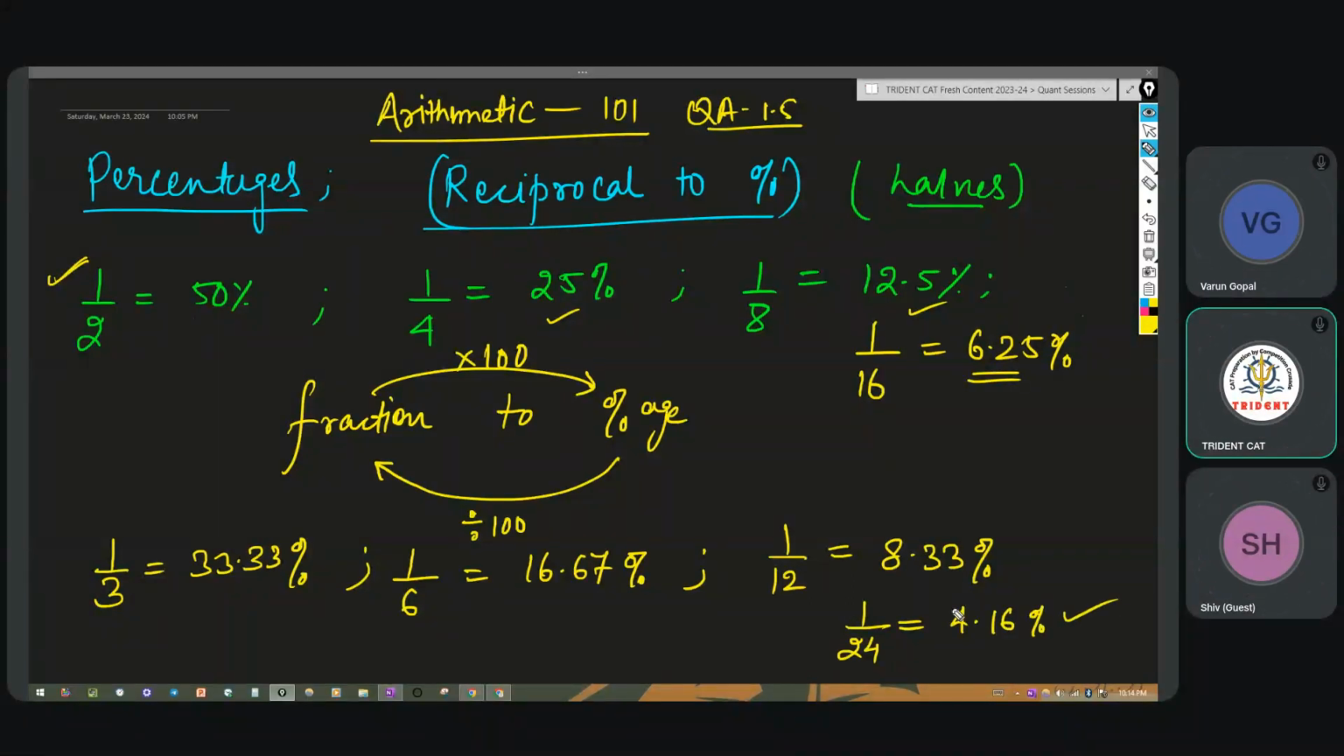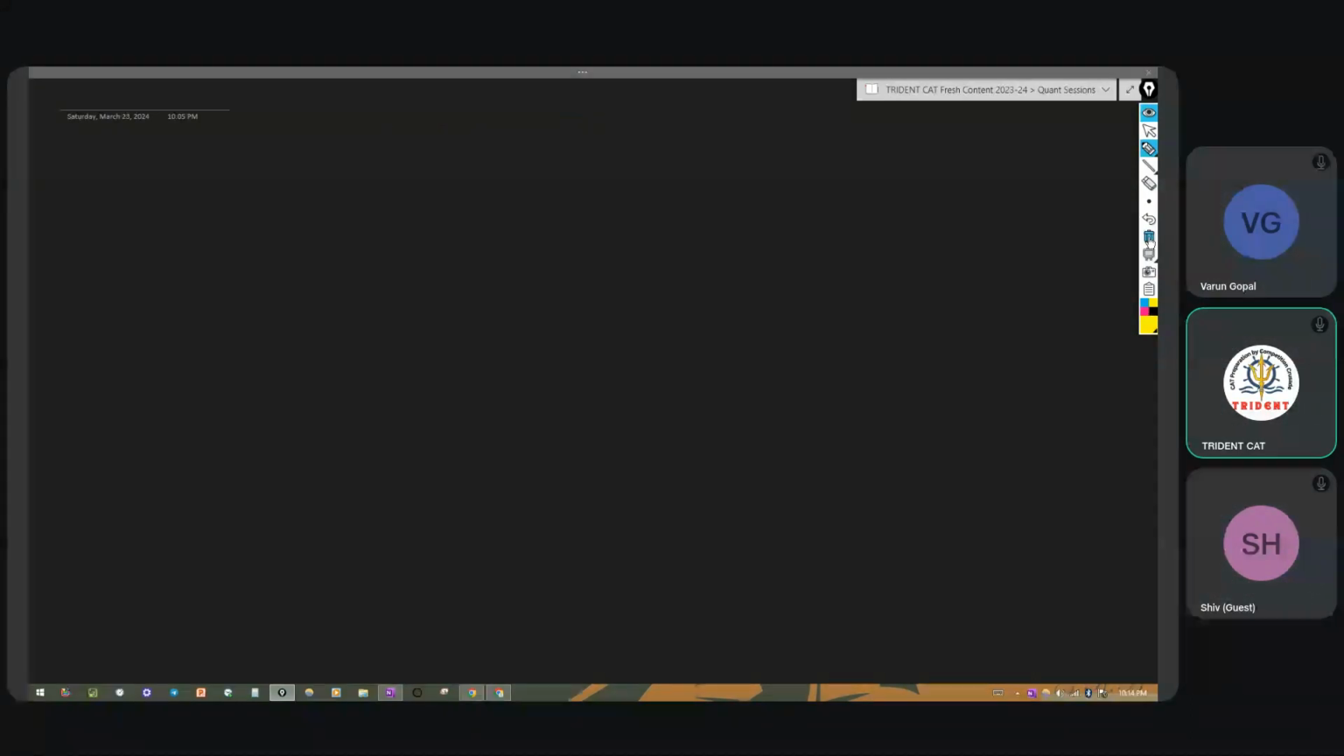4.1617. Yeah, that also works. Okay, so far so good. No problem till here, right? Shall we go to the next part, or do you want to write anything? No, sir, it's fine. Okay, let's go to the next part then.